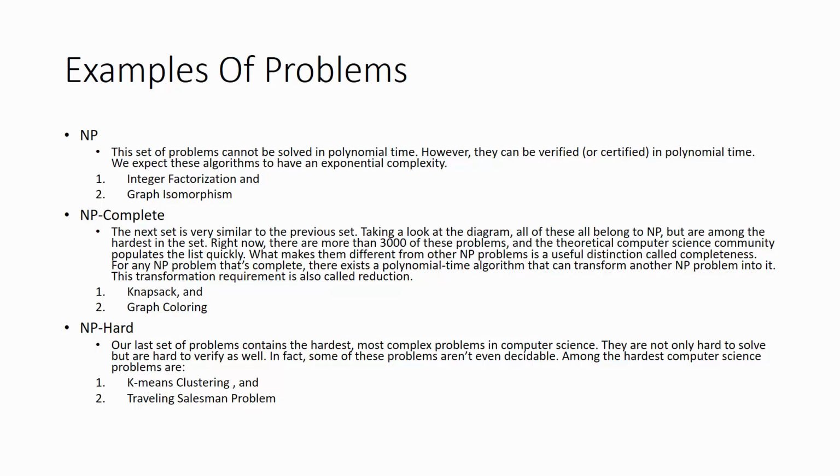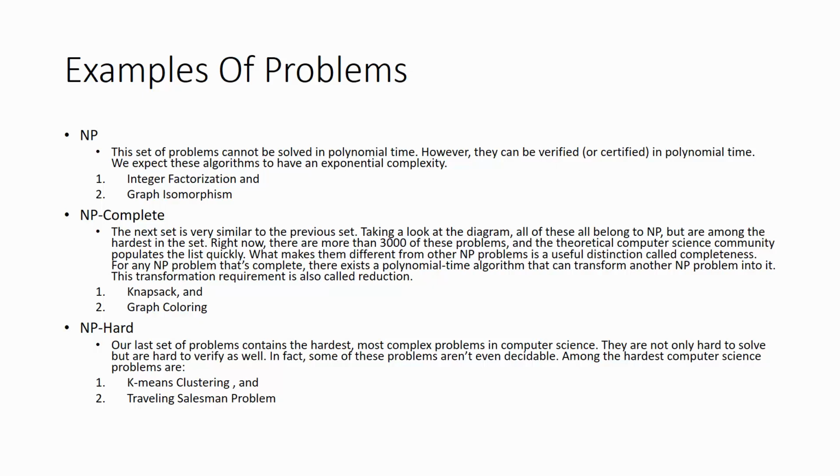If you have an NP complete problem, any NP problem can be transformed into it and solved, assuming you can somehow solve it in polynomial time instead of exponential time. Every NP problem can be transformed into an NP complete problem in polynomial time. This transformation is also called reduction. Some examples of NP complete problems are knapsack and graph coloring. We are going to look at graph coloring in a bit.